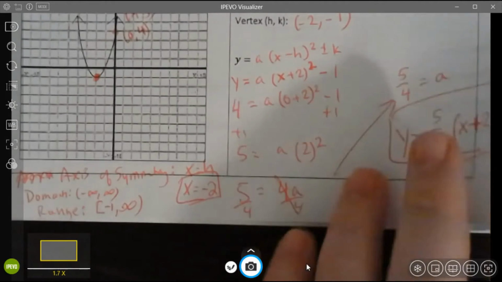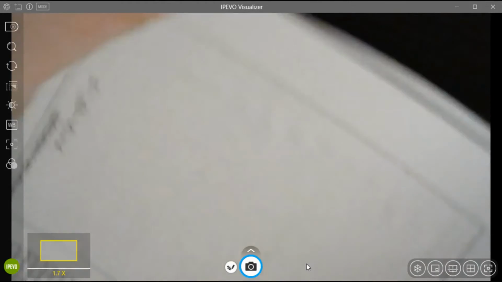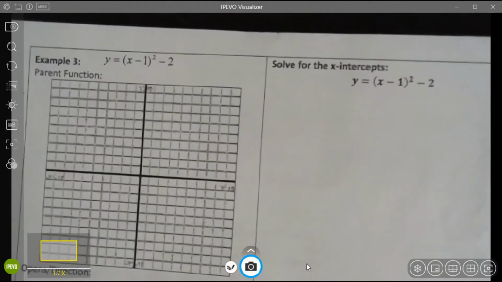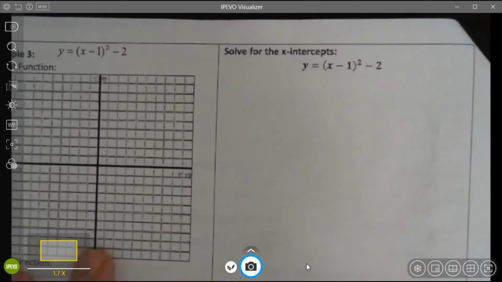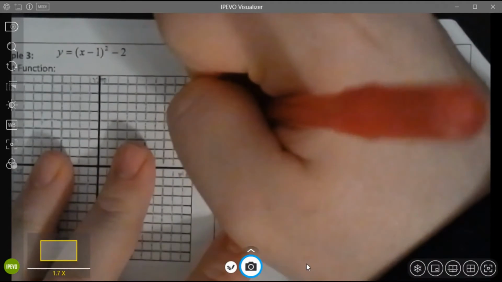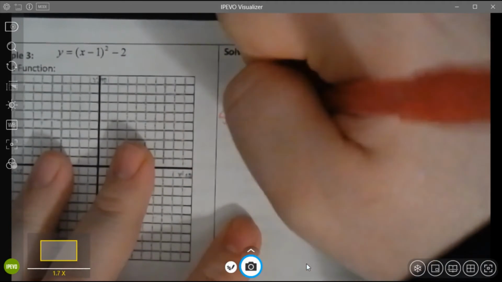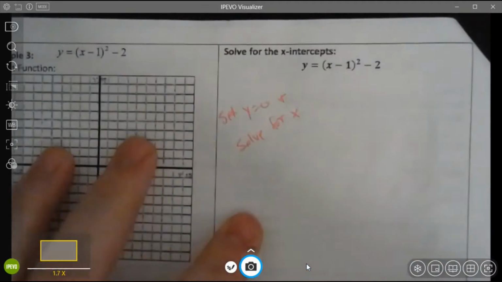Okay, so on the next page, pretty similar to what we just did there. They gave you the function. They want you to solve for the x-intercepts. So if you want to find the x-intercepts, you set y equal to 0 and solve for x.